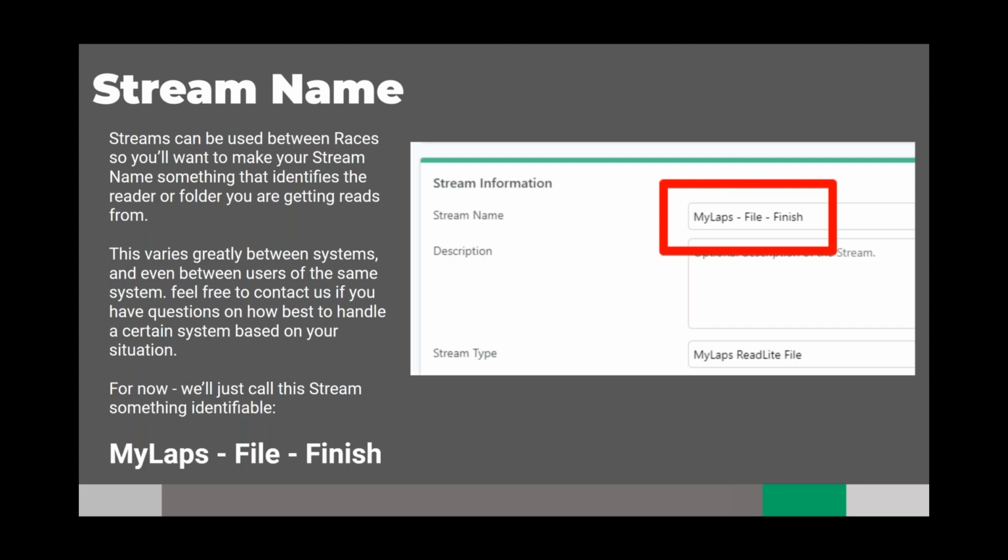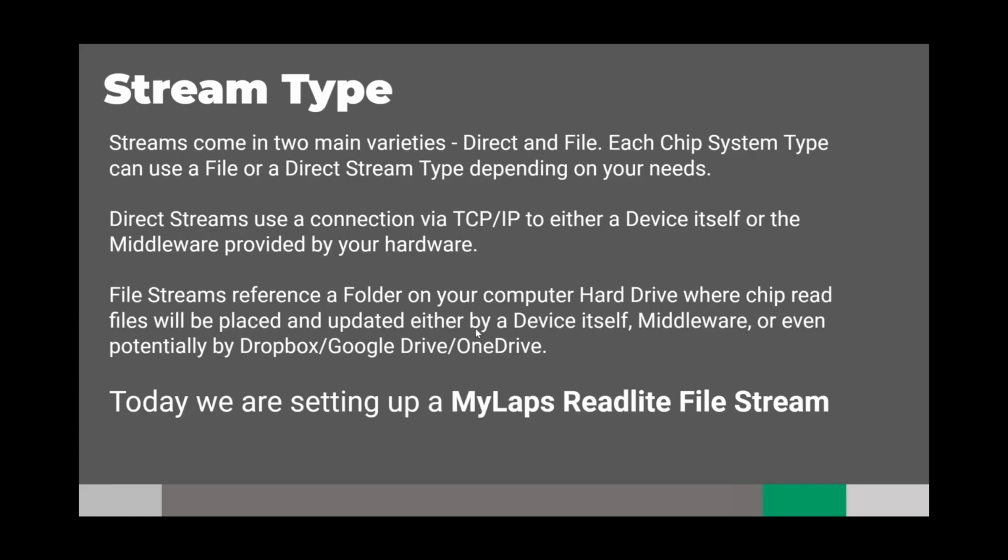Again, these streams are reusable between races on a computer, so you could have a single stream called MyLapse File Finish and use it on a different race down the road if you want, or you can just create new ones for each. It doesn't really matter.